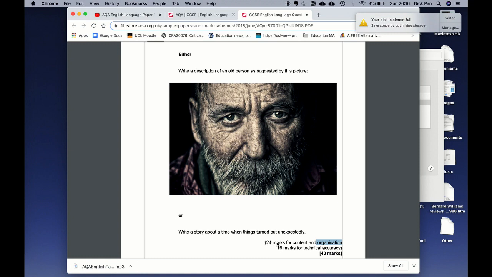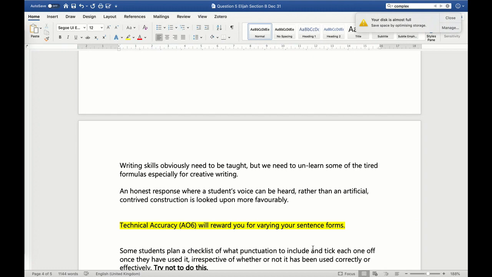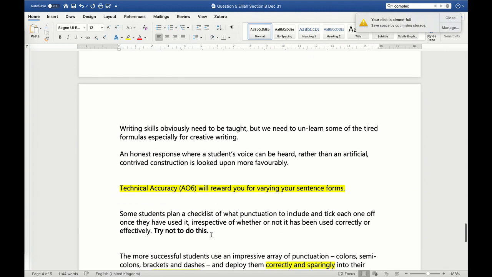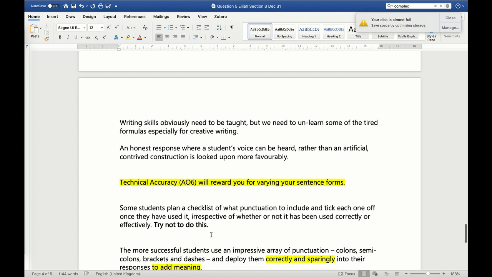So we have 24 marks for content and organization. So that's the kind of foremost AOs, 1, 2, 3, and I think 4 as well. So we have the techniques and we have the structure. So the kind of form and the structure of that. And then technical accuracy is about using punctuation and grammar correctly. And with AO6 now, we're rewarded for varying our sentence forms. We're rewarded for varying our sentences, I should say.